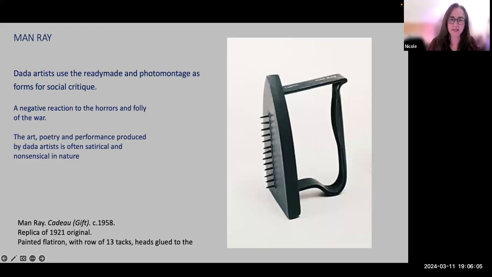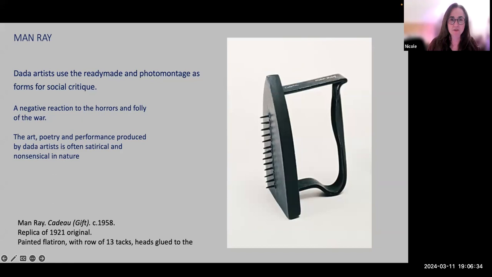Dadaism embodied a spirit of rebellion rather than a unified movement. Dada artists used the ready-made and photomontage as forms for social critique and for activism. The work that came out of the movement included performance art, it included publications, and all of these were critical and somewhat playful at the same time. They emphasized individuality, irrationality, chance, and the use of imagination.